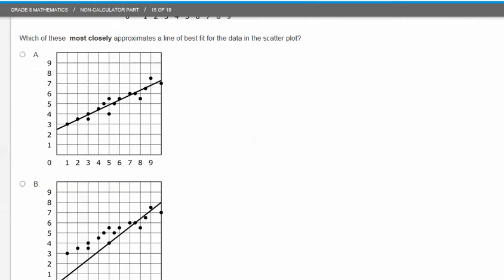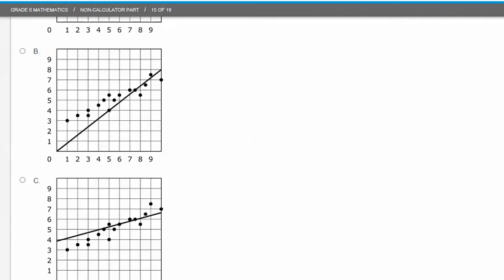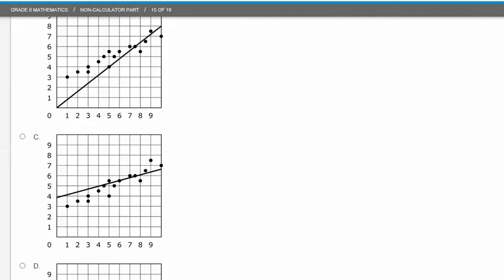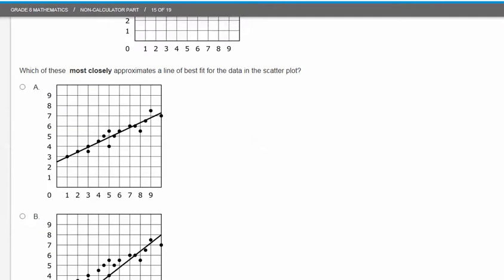Well, A is pretty close because it seems to go through the middle of the dots. I have approximately the same number above the line as below the line. B is not close, and C is not close. For B, too many are above, and for C, too many are below. And for D, again, too many of the dots are above the line. So clearly the answer has to be A.